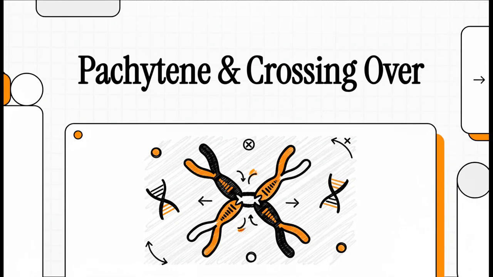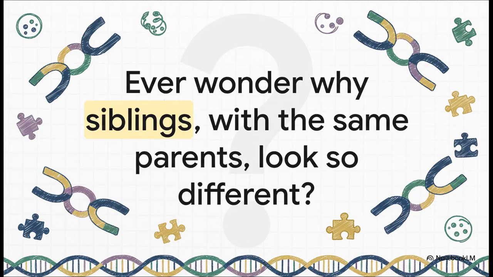All right, let's break down a topic that's not only fundamental to genetics, but also a huge deal for your NEET exam. We're talking about the Pachytene stage and the all-important process of crossing over. So let's get right into it. The answer is tucked away inside our cells, in this incredible process that shuffles our genes around, creating all the amazing diversity we see. And look, getting a handle on this isn't just about acing biology class. It's a core concept that you absolutely need to know for your exam.